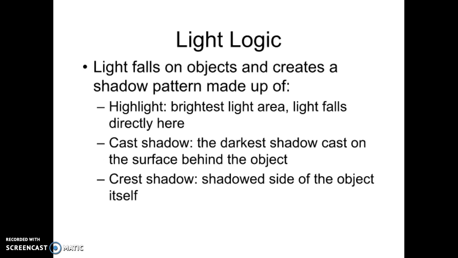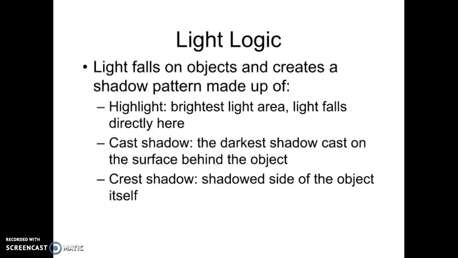So in order to talk about value, we do have to talk about light, because light is where we get the value and where we get the shadows from. When we're talking about light, a lot of times in art we'll talk about something called light logic. Light logic is the very regular pattern of the way light falls on objects and creates a series of shadow patterns that we can kind of predict.